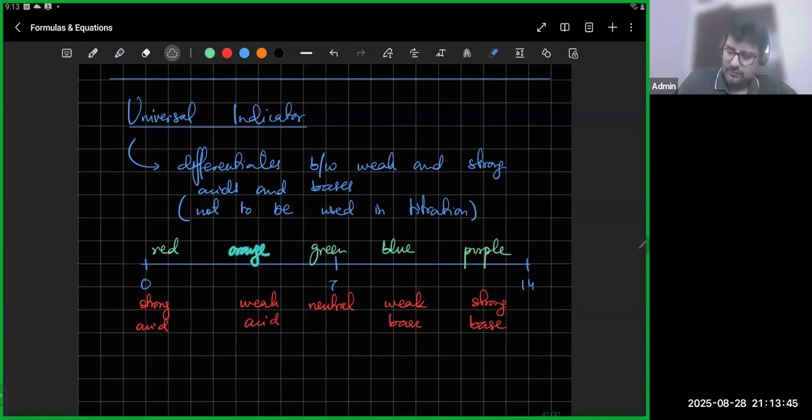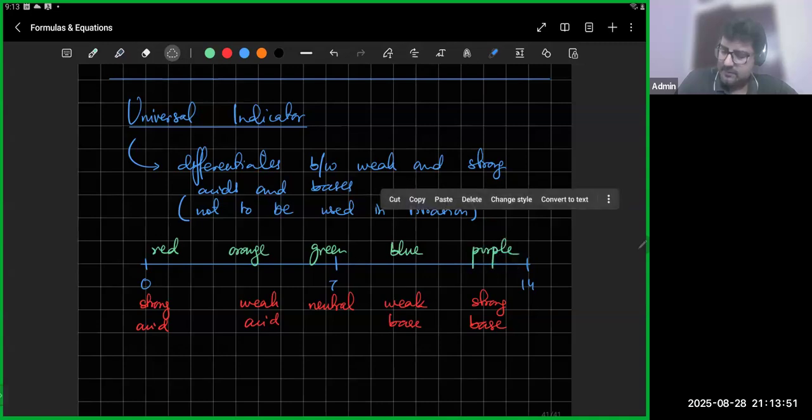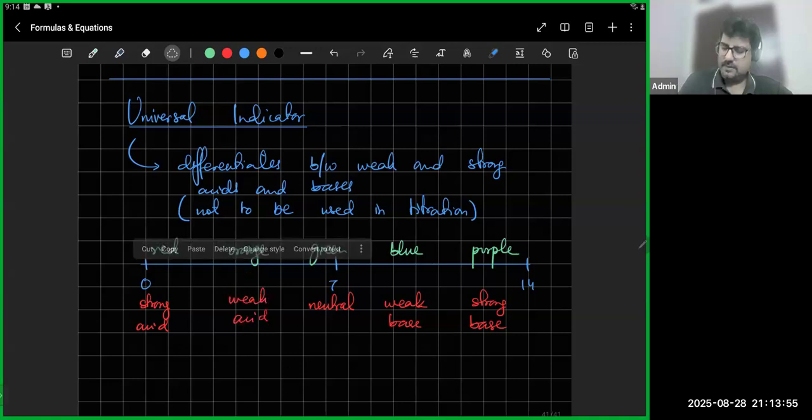So this is how the color would change. Okay, so red, orange, that's weak acid, strong acid. Blue, purple, that's a weak base, strong base, and green is in the middle. So I'm going to go back to the question.